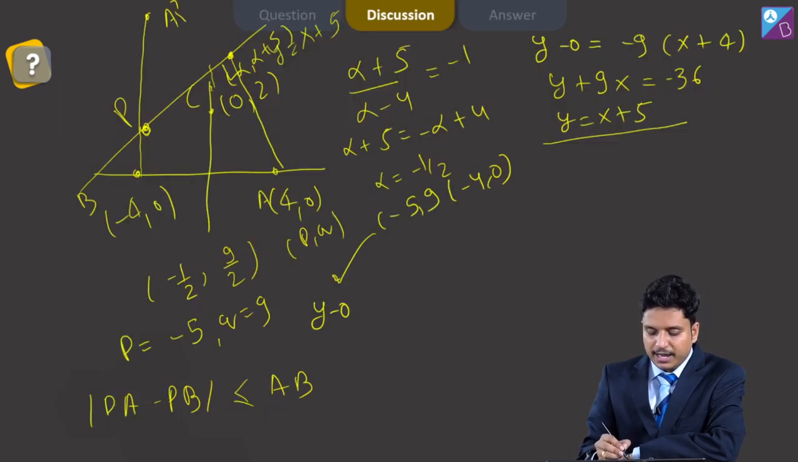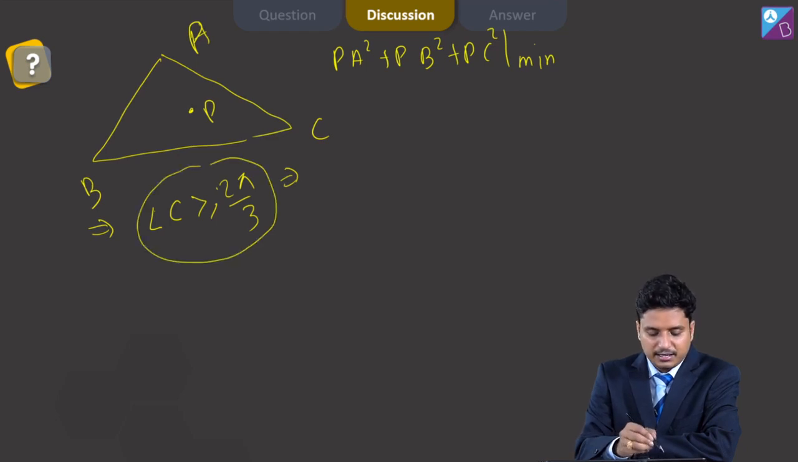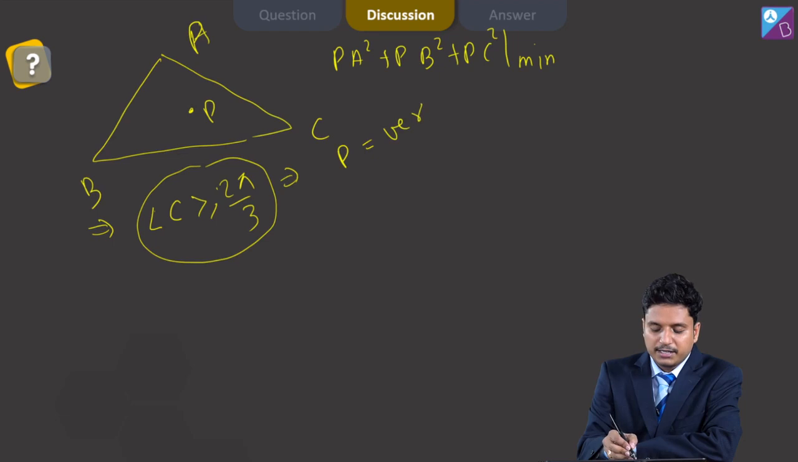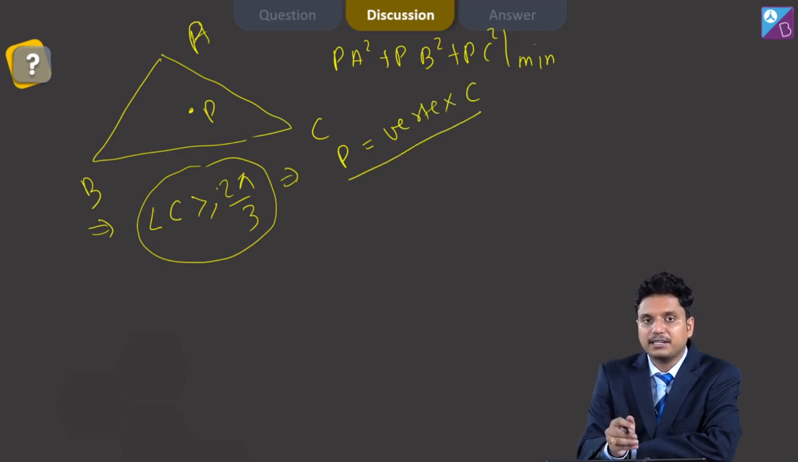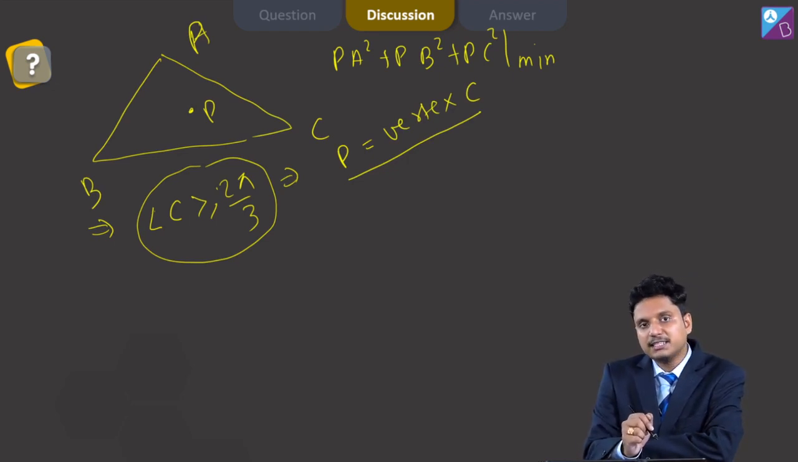So as internal angle C is greater than 2 pi by 3, in this case the point which will minimize PA plus PB plus PC will be the vertex itself. As we have one internal angle that is greater than 2 pi by 3, our correct point P should be equal to vertex C itself, where the maximum angle of 2 pi by 3 or more is subtended.